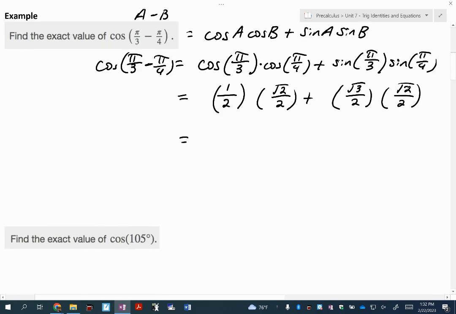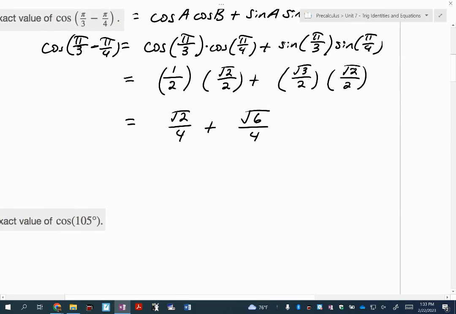If I simplify this, I get the square root of 2 over 4 plus the square root of 6 over 4. Because they have the same denominator, I am able to put them together in the top: the square root of 2 plus the square root of 6 over 4. And that is what I'm looking for in the first one.